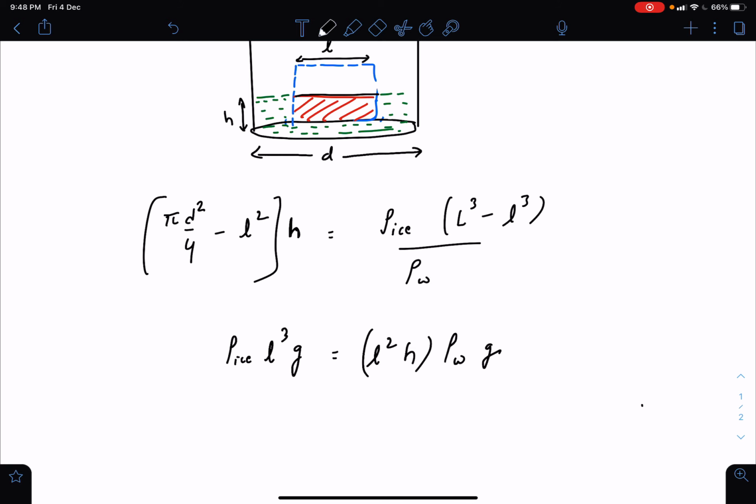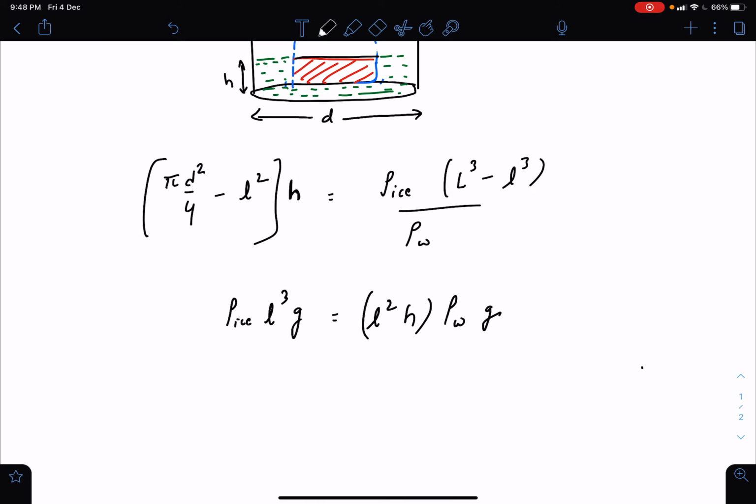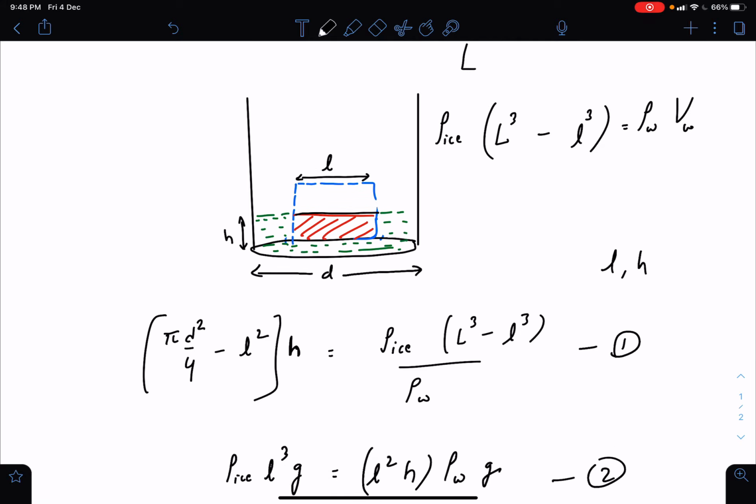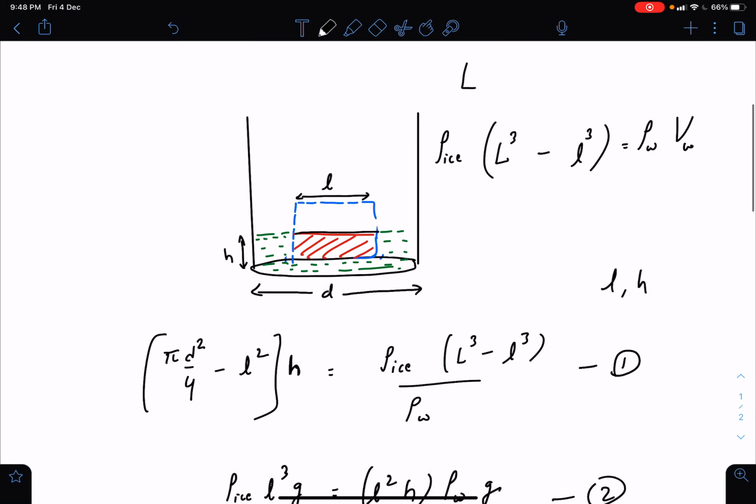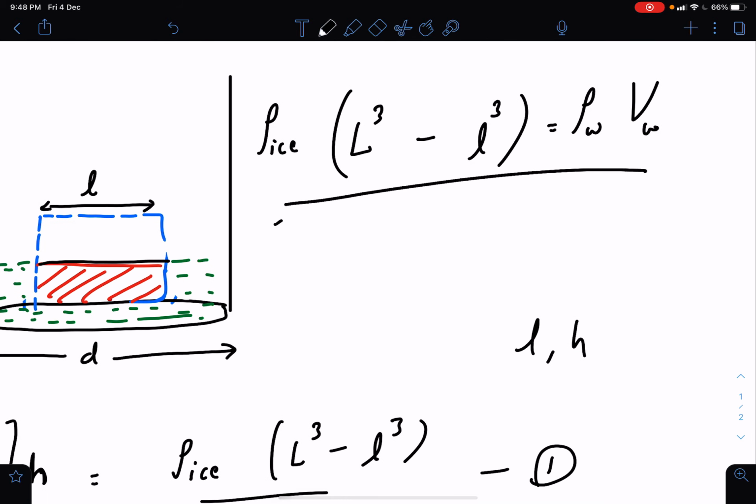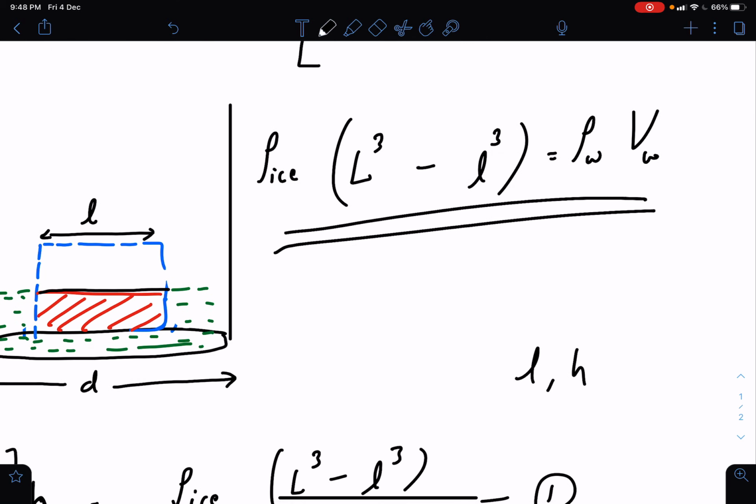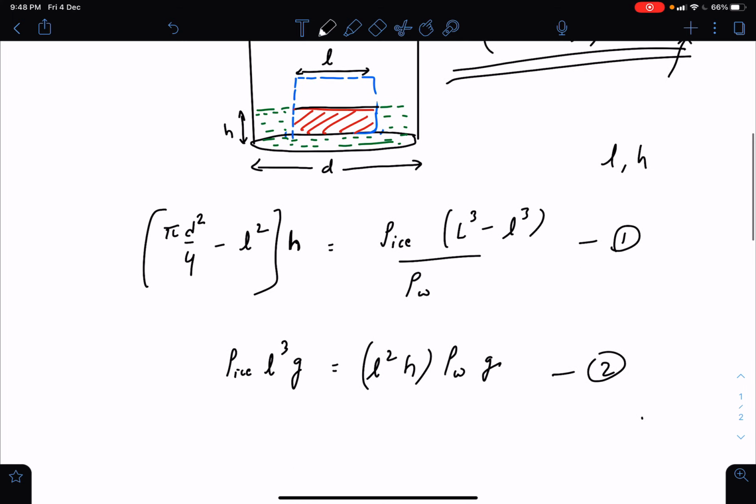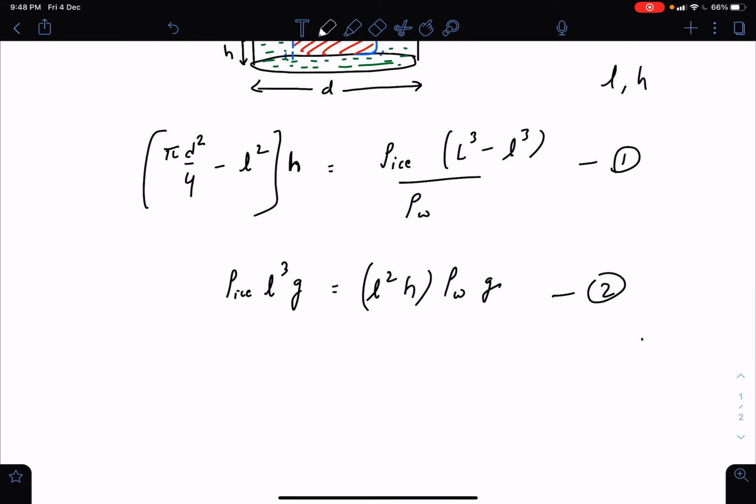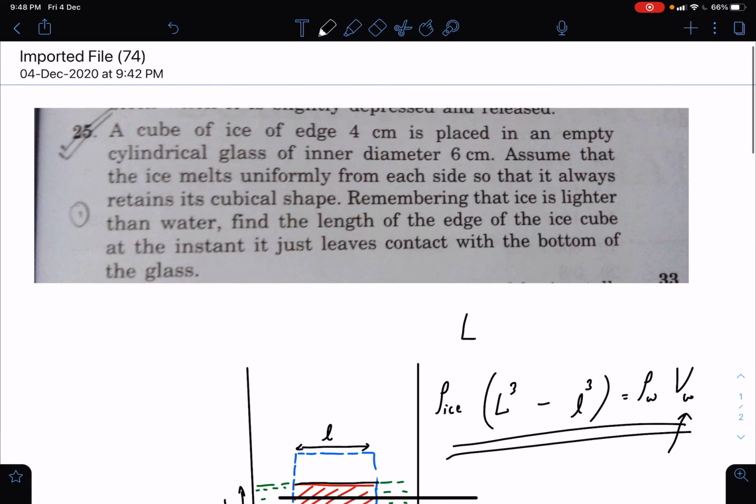So from here we get the second equation in l and h, and the first equation in l and h we already have. So the two unknowns are l and h, and the two equations are, first, equation number 1, which is the mass conservation: whatever mass of ice has melted, the same mass of water has been formed. From this mass conservation we write the volume of water in terms of h. And the second equation is this buoyant force. So two equations, two unknowns, you should be able to get the answer.